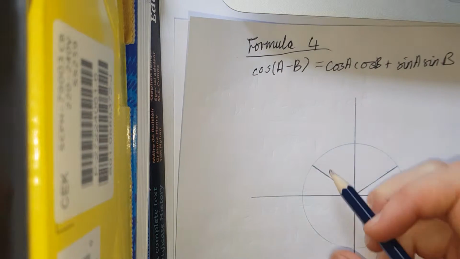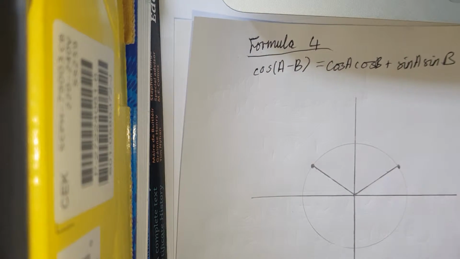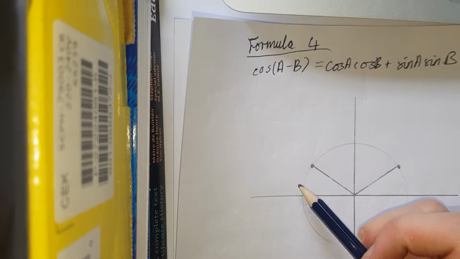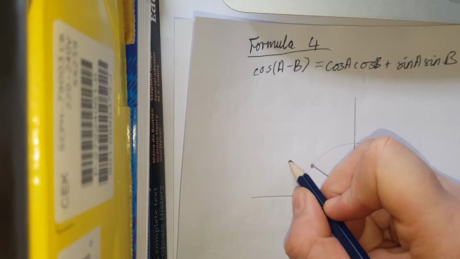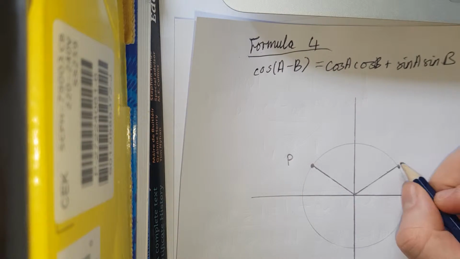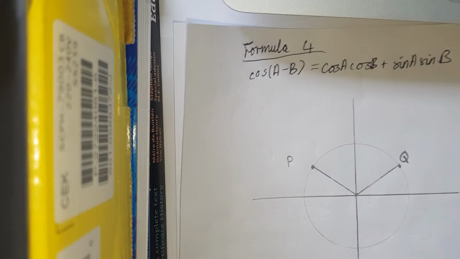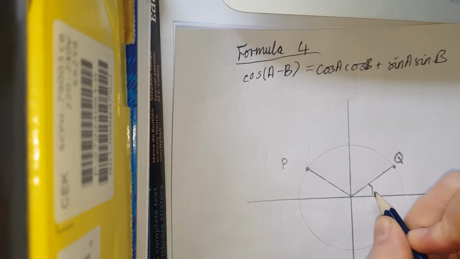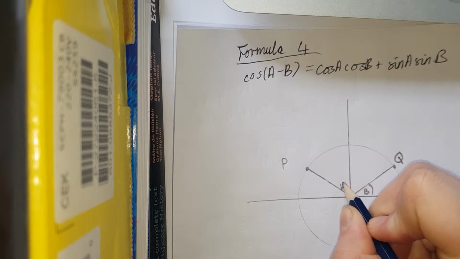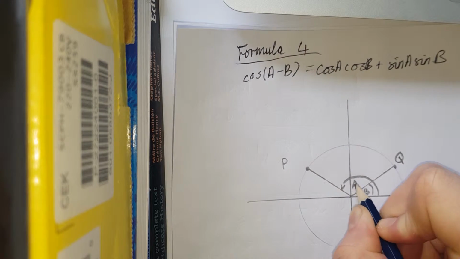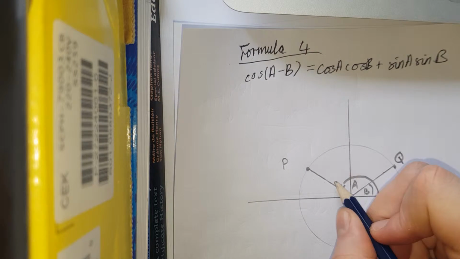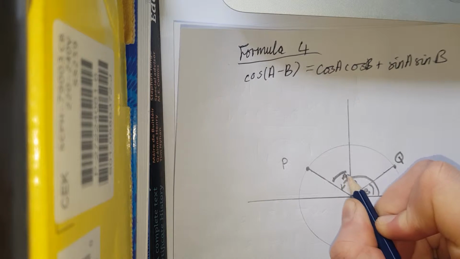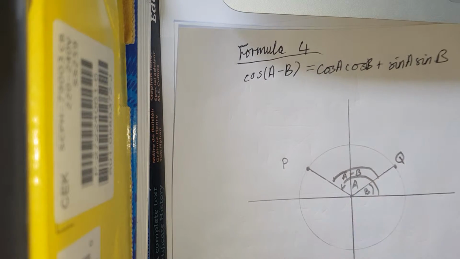So in this unit circle we're going to draw 2 points. The first point is going to be in the first quadrant and another point in the second quadrant. We're going to call this point P and this point Q. We're going to say this angle is B and this angle from here to here is A. Therefore this angle in between is A minus B.